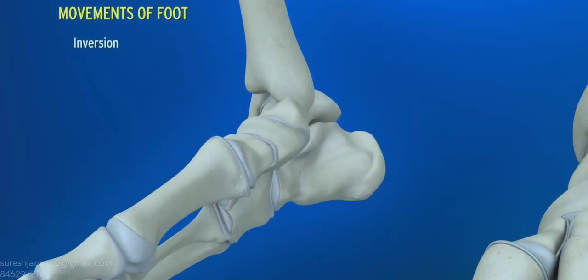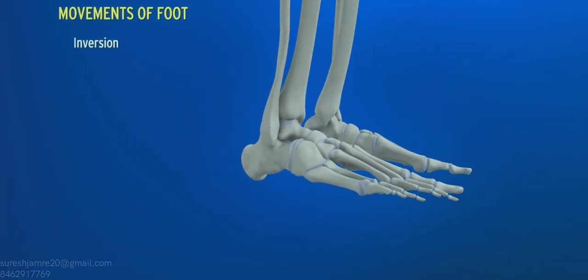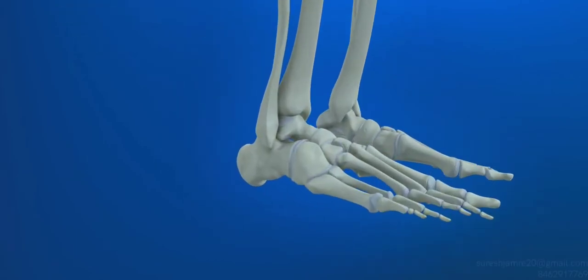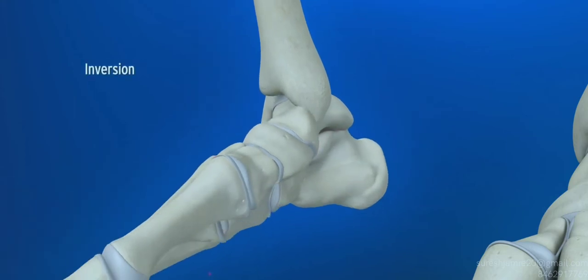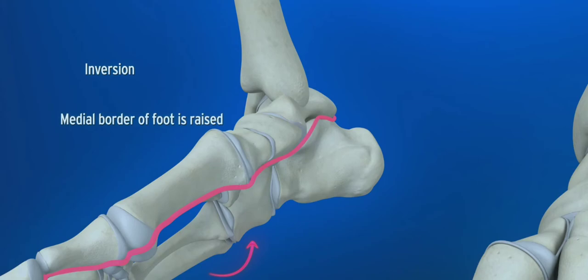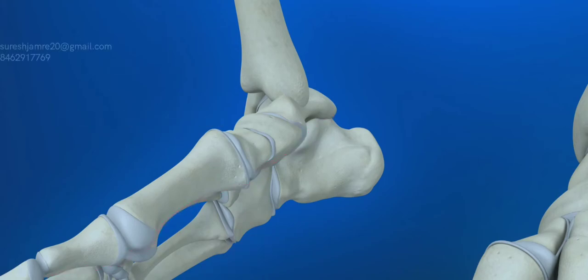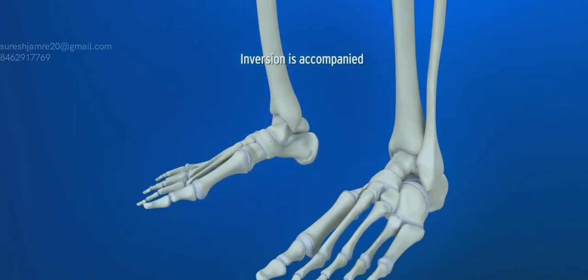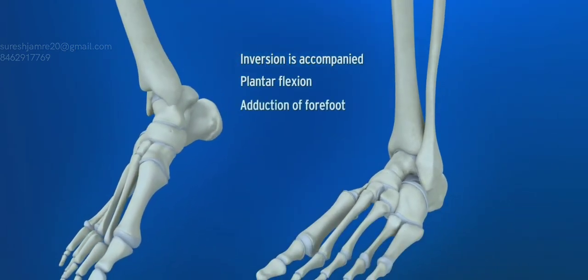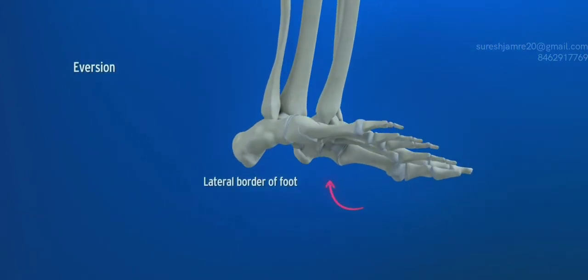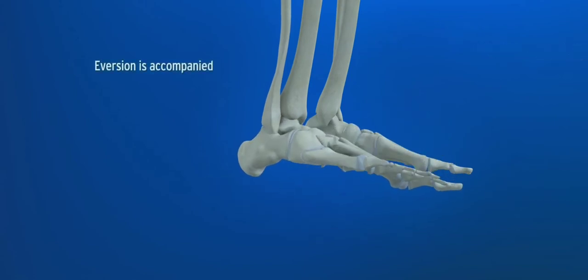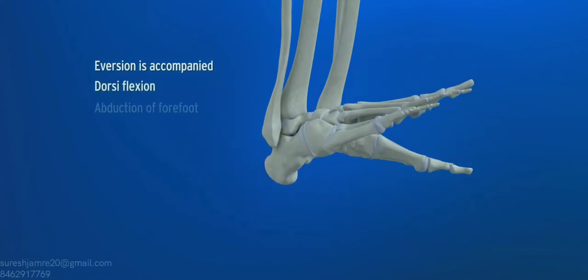Movements of foot. Inversion and eversion movements of foot take place at subtalar and mid-tarsal joints. Inversion is a movement in which the medial border of foot is raised and the sole faces medially. Inversion is accompanied by plantar flexion and adduction of forefoot. Eversion is a movement in which the lateral border of foot is raised and the sole faces laterally. Eversion is accompanied by dorsiflexion and abduction of forefoot.